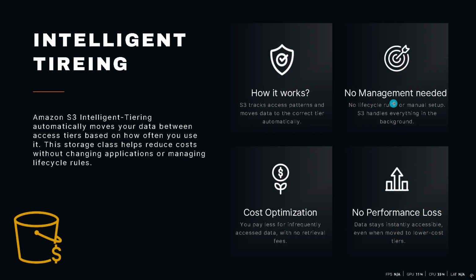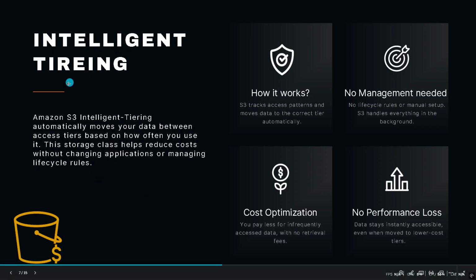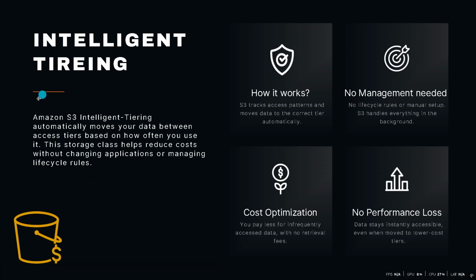Now coming to Intelligent-Tiering, which is kind of expensive compared to Standard as well. It automatically moves your data between access tiers based on how often you use it. The storage class helps reduce cost without changing your application or managing lifecycle rules. So how it works: S3 tracks access patterns and moves data to the correct tier automatically. No management needed, no lifecycle rules or manual setup. S3 handles everything in the background.